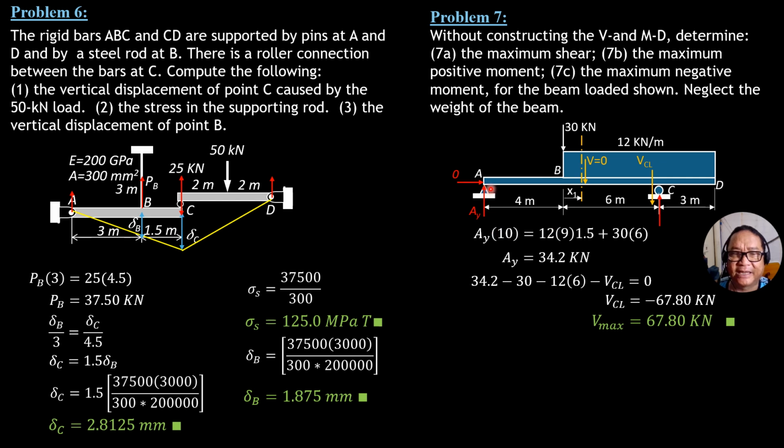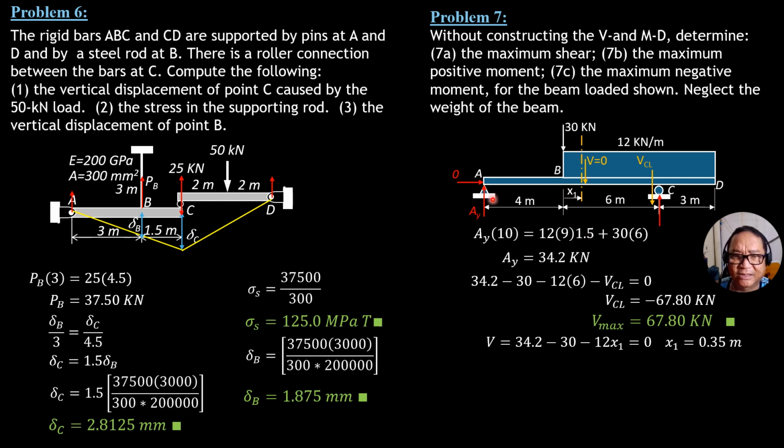Since we already computed A_Y, the shear here is 4.2, then minus 12 times x1 equals 0. So shear is 34.2 minus 30 minus 12 times x1 up to here equals 0. So x1 can now be solved. It is equal to 0.35 meter. For the maximum positive moment, imagine that we consider the free body diagram of the section to the left of that, then we sum up moment about that section. The positive moment is counterclockwise.